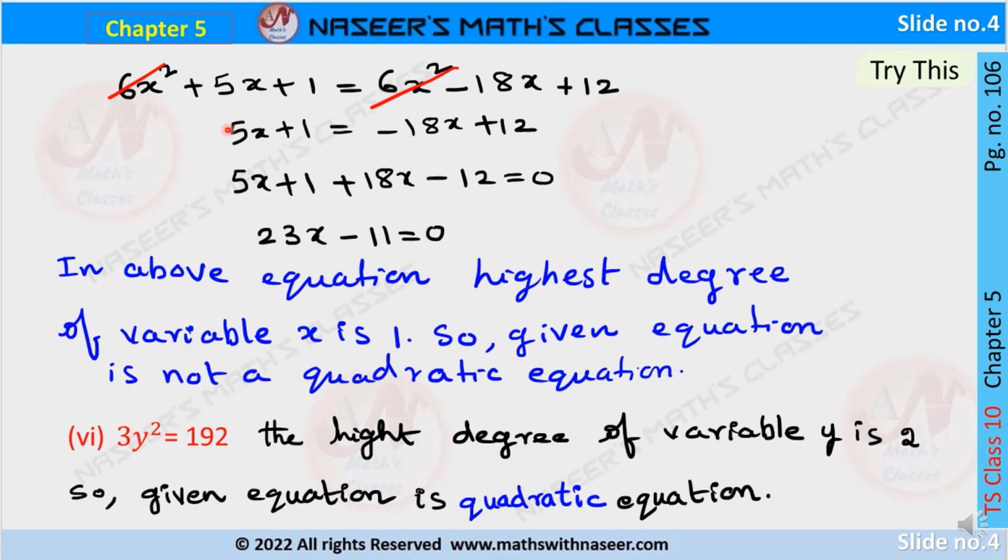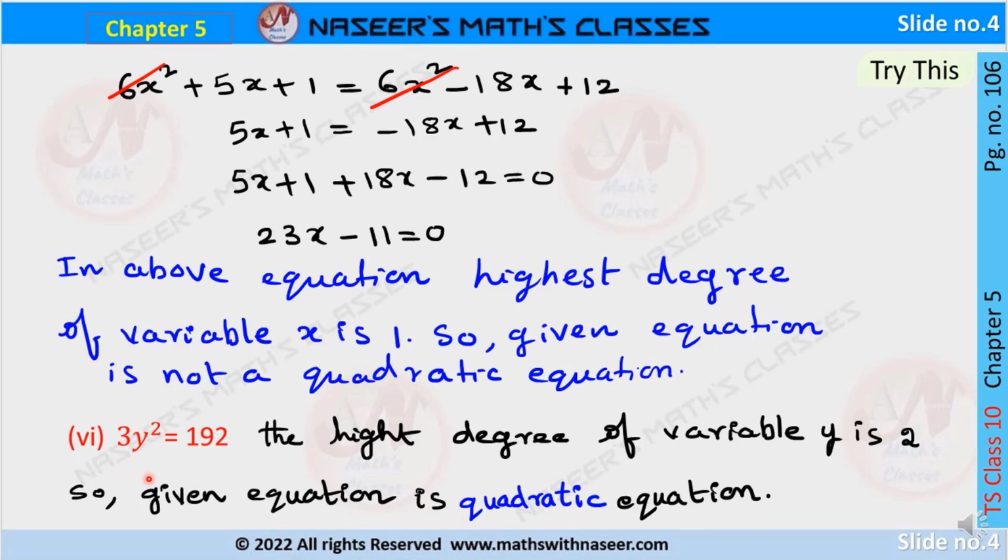In LHS and RHS we have 6x square, we can cancel this one, then we can write it as 5x plus 1 is equal to minus 18x plus 12. Transpose RHS terms to LHS, then it can be written as 5x plus 1 plus 18x minus 12 is equal to 0. After simplification, 5x plus 18x is 23x, and 1 minus 12 we get minus 11. So it can be written as 23x minus 11 is equal to 0. Here the variable is x, its highest power is 1. So this equation is not a quadratic equation. It is a linear equation.